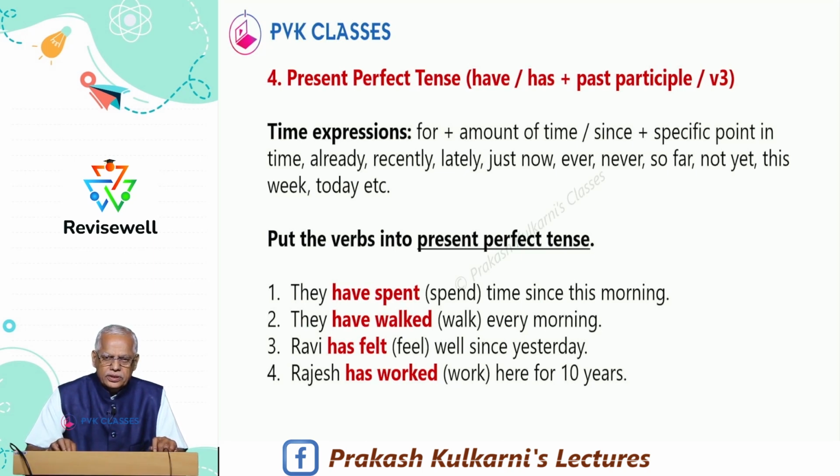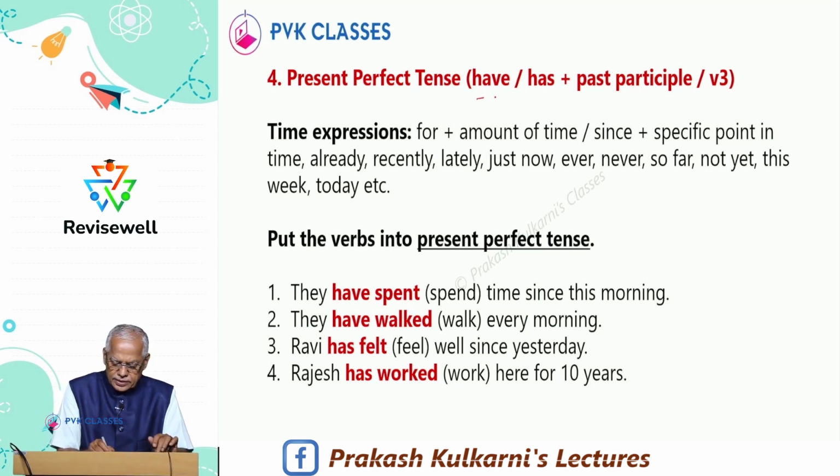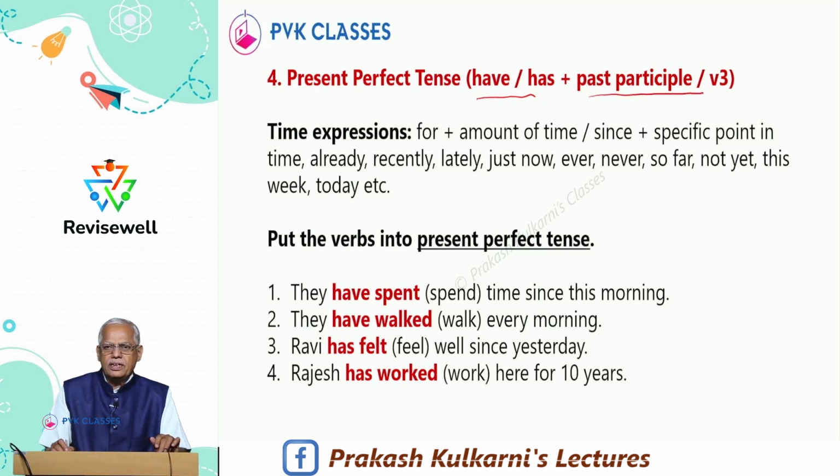The action which started some time ago that has been ended now. To indicate completed action in present situation, we use present perfect tense. Then how to identify present perfect tense? Now, have or has plus past participle. Now, please remember, have, has, they are the helping verbs, and past participle is the main verb.